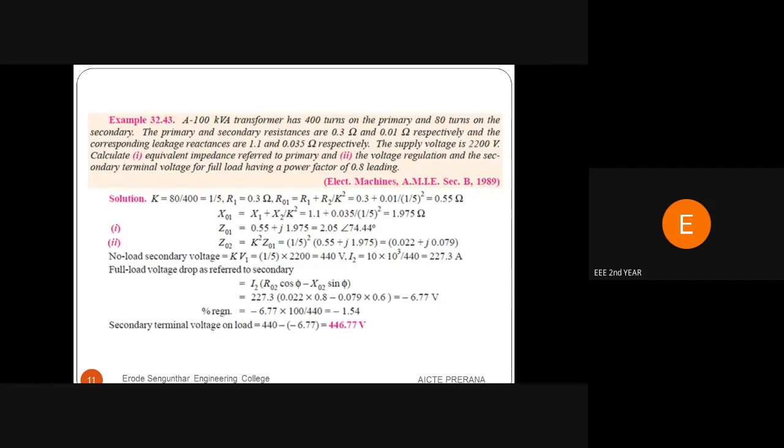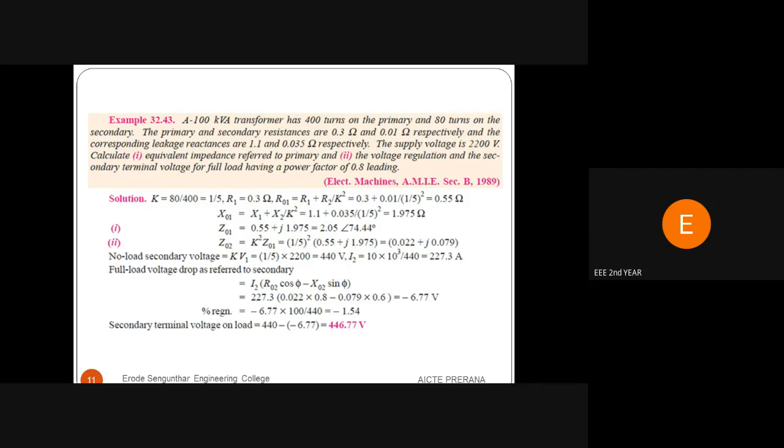Secondary winding resistance R2 equal to 0.01 ohm. Divided by K square, 1 by 5 whole square, we can get the R01 value, that is 0.55 ohm. Similarly, X01 equal to X1 plus X2 by K square formula. You can substitute these things: 1.11 plus 0.035 divided by 1 by 5 whole square. We can get the X01 value simply 1.975 ohm. That is the total reactance, or equivalent reactance, referred to primary side.